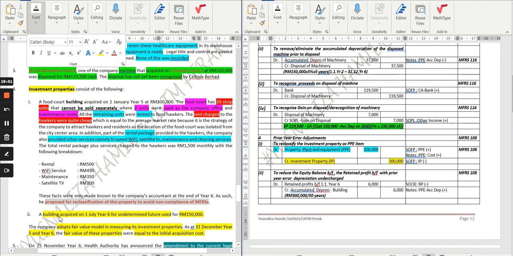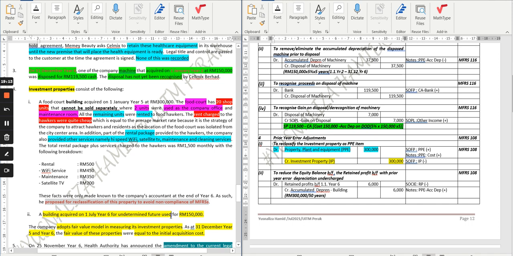And number 2, you are informed, it is also relating to a building that was acquired on 1st of July year 6 for an undetermined future use. If you talk about undetermined future use, you buy a property and you do not decide what to do with it, that is your investment property, because you are not sure with the future use, so that will be classified under investment property. So that 150,000 plus 300,000 was actually an investment property. The one in number 2 is still an investment property.